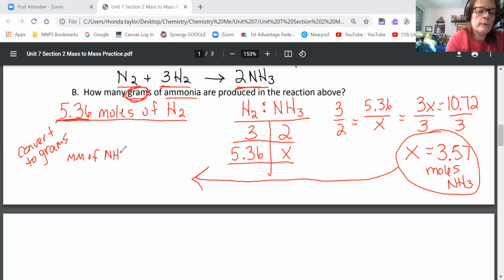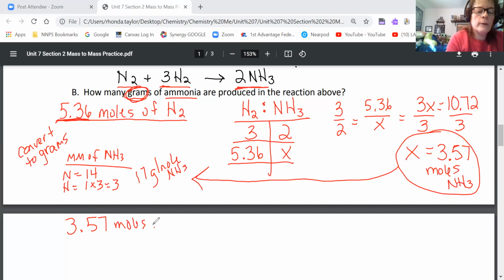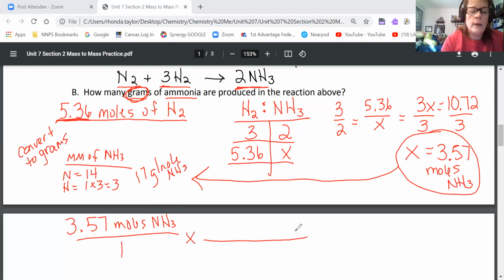of ammonia, which is pretty easy. Nitrogen is 14 on the periodic table. Hydrogen is 1, so 1 times 3 is 3. So that's 17 grams per mole of NH3. All right, so we know we have 3.57 moles of NH3 over 1. And since we're trying to eliminate the unit of moles, we put moles down here. So 1 mole of NH3, and see now, that'll cancel out, is equal to 17 grams.